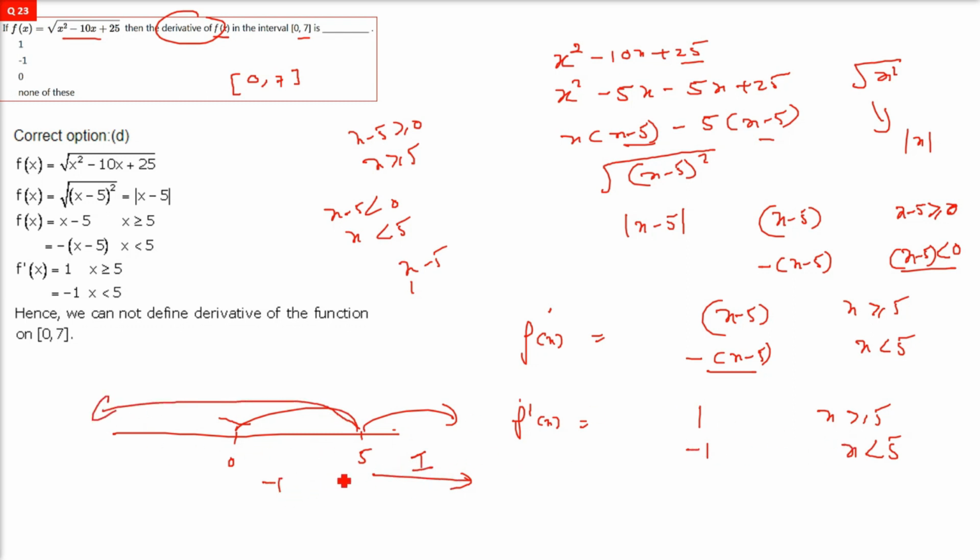Now the interval given to us is 0 to 7. Now in this 0 to 7, both things are coming. From 5 to 7 you will get 1. From 0 to 5 you will get minus 1. In derivative terms, this is not possible, or the derivative does not exist, because we have the range between 0 and 7, which is giving us different values of the derivative in this range. Alright. So none of these is the answer.